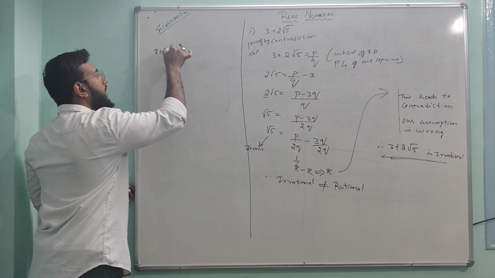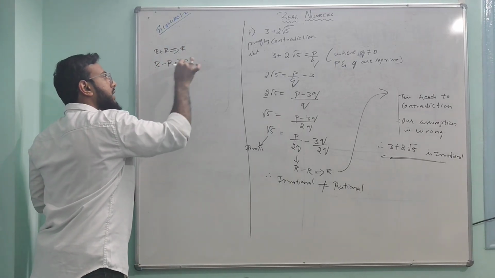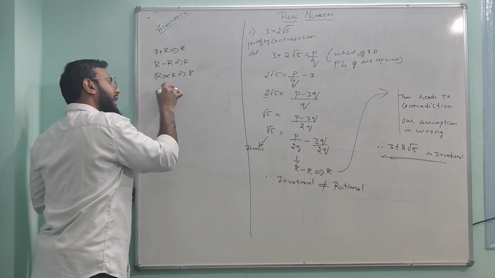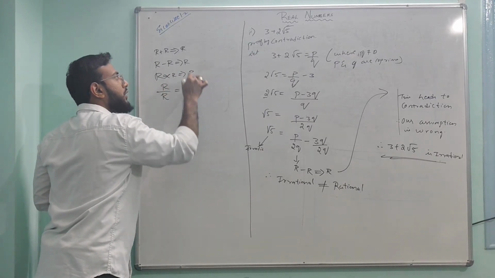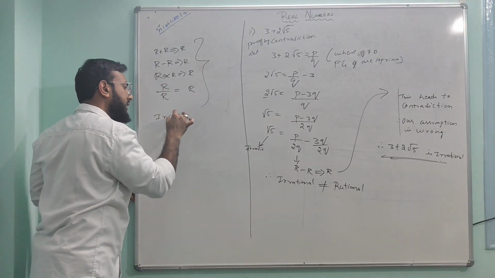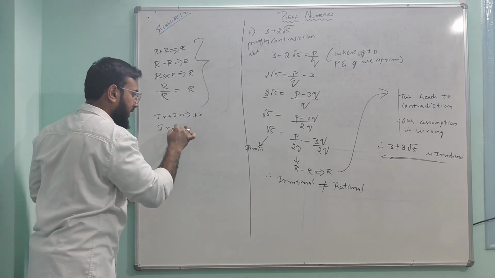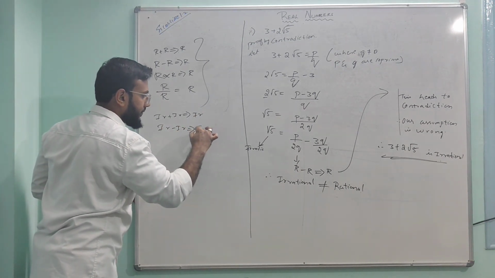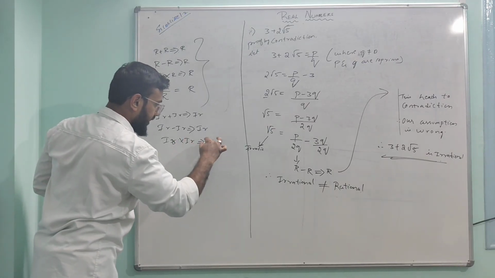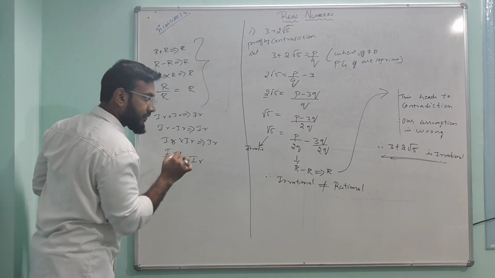Rational plus rational gives rational. Rational minus rational gives rational. Rational into rational gives a rational number. Rational divided by rational gives rational. We will get a rational number only. How about irrational? Irrational plus irrational you will be getting irrational. Irrational minus irrational, irrational. Irrational into irrational, irrational. Irrational divided by irrational is equal to irrational.